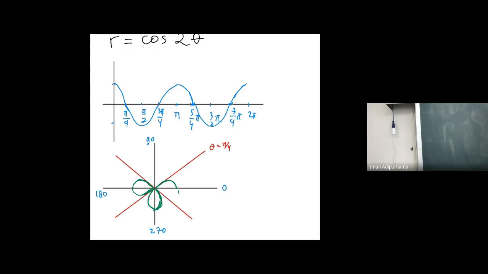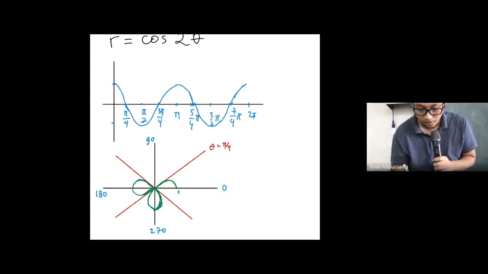And then from 5 over 4 to 3 over 2. So 5 over 4 is here. 3 over 2 is here. It should be this, right? But because it's negative, it should be going behind. Mirror with this line, mirror, and then we get this.